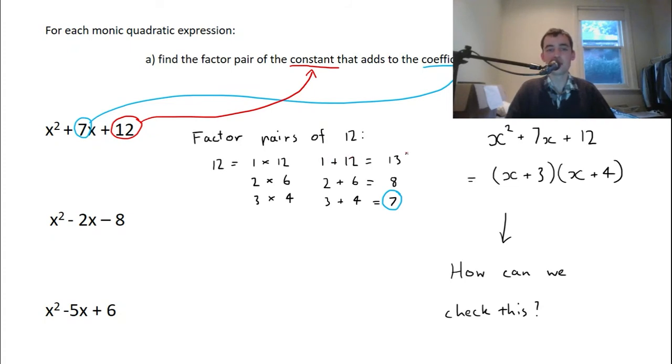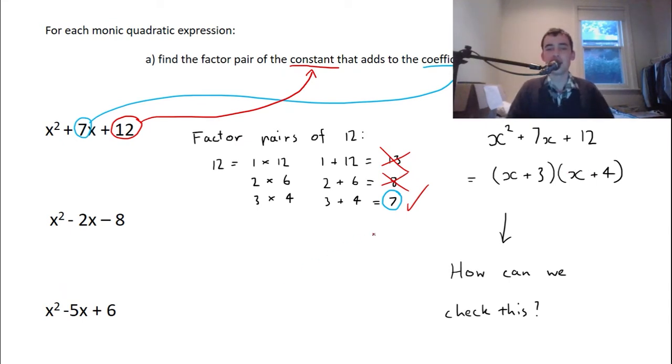1 plus 12 is 13. Doesn't work. 2 plus 6 is 8. That's not 7. We want the factor pair to add up to 7. 3 plus 4 is 7. So that works. What that means is we rewrite this x squared plus 7x plus 12 equals, and this is the factorized version, x plus 3, x plus 4.